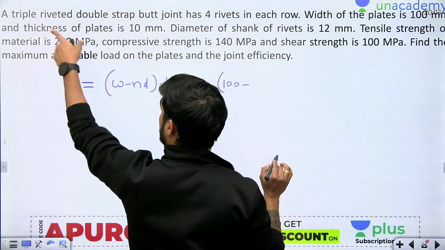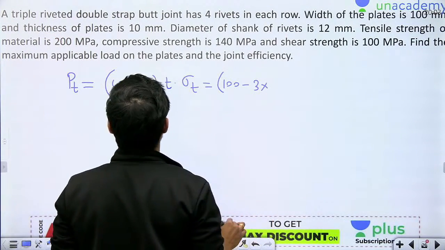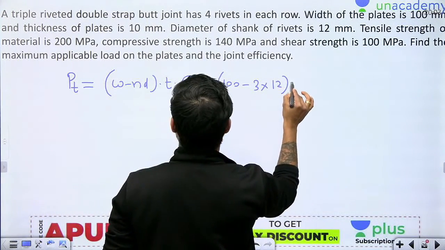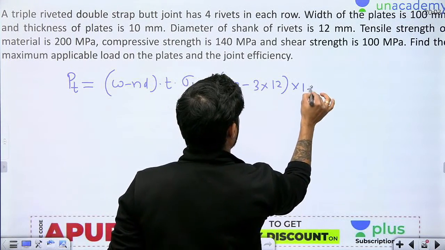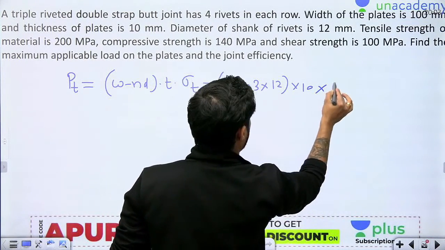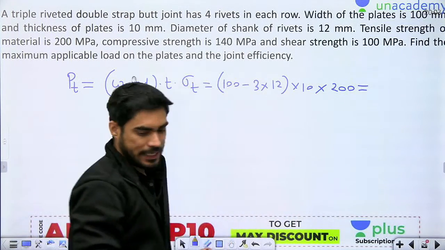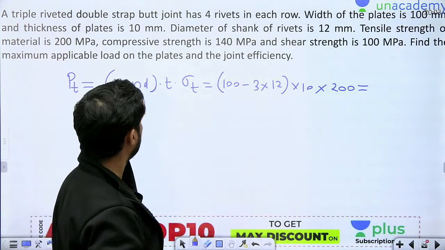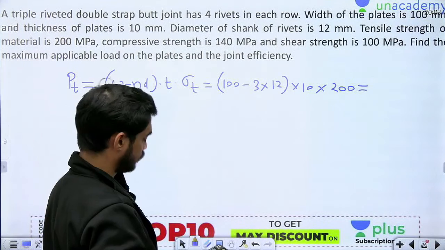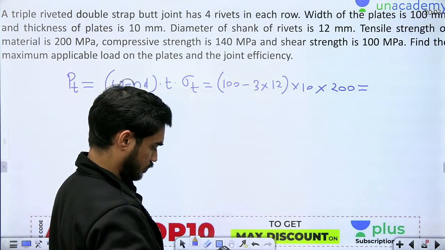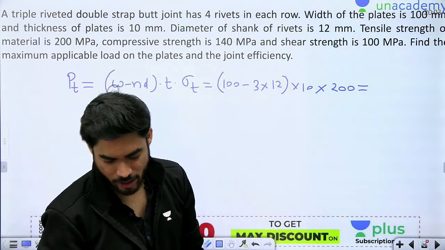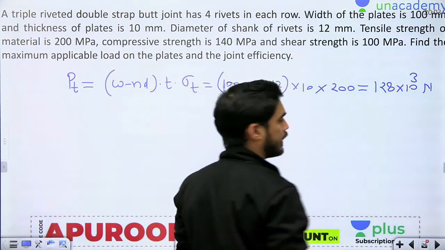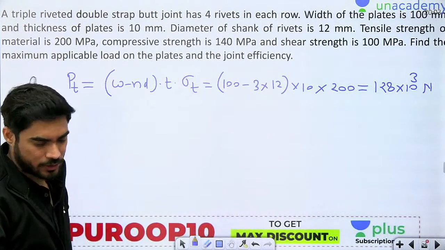minus N. So what is N? It is a triple riveted, so N will be 3. Diameter of hole or rivet is 12. Thickness is 10. Sigma T is 200. So how much is PT? 128 kilonewton. I hope everyone is getting this. PT is 128 kilonewton.